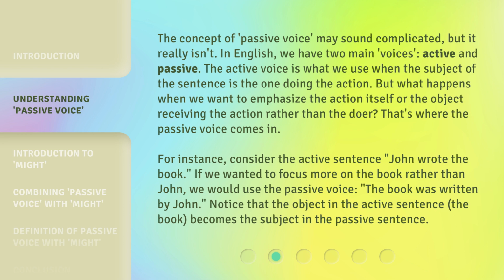For instance, consider the active sentence, John wrote the book. If we wanted to focus more on the book rather than John, we would use the passive voice. The book was written by John. Notice that the object in the active sentence, the book, becomes the subject in the passive sentence.